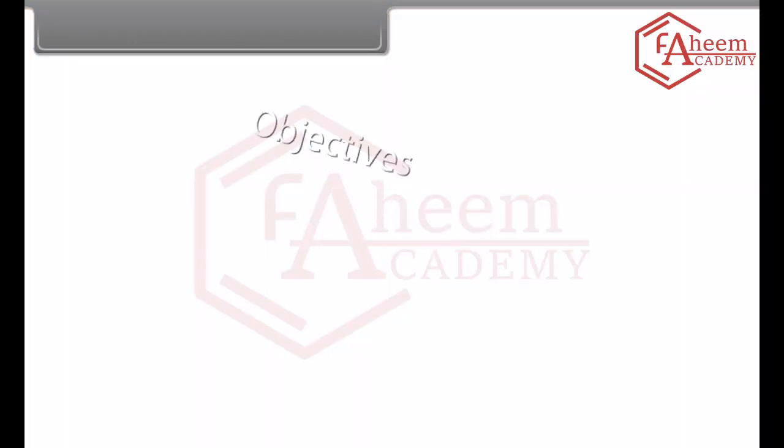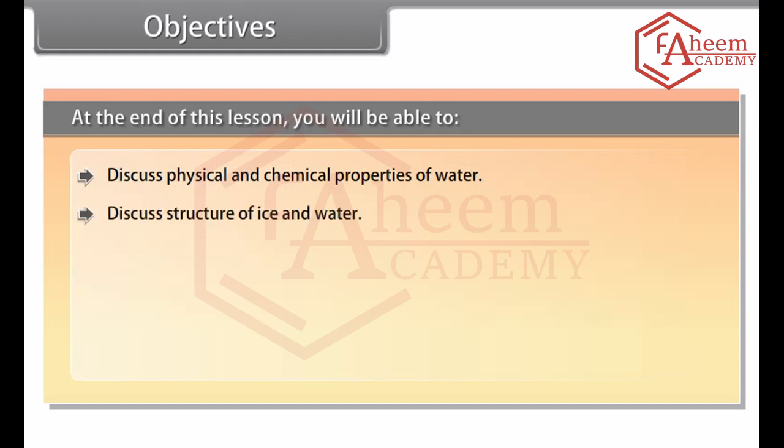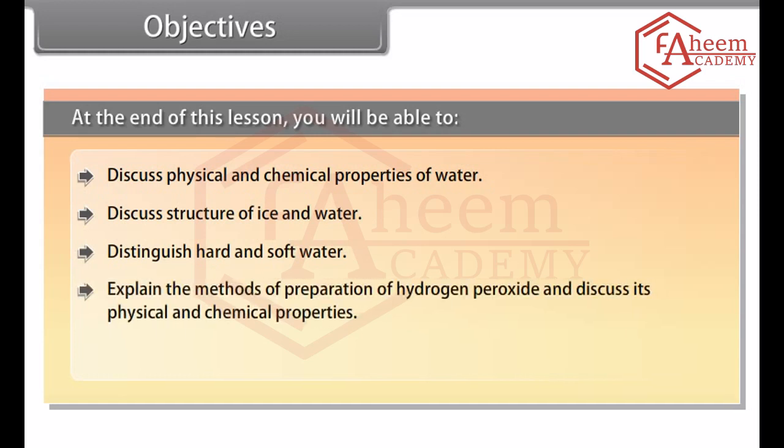Objectives. At the end of this lesson, you will be able to discuss the physical and chemical properties of water, discuss the structure of ice and water, distinguish hard and soft water, explain the methods of preparation of hydrogen peroxide and discuss its physical and chemical properties. Define heavy water and discuss dihydrogen as a fuel.